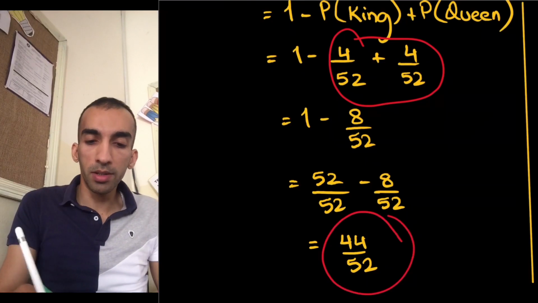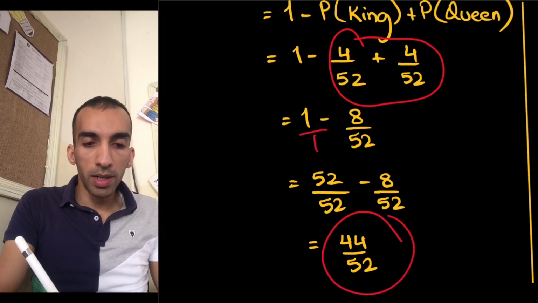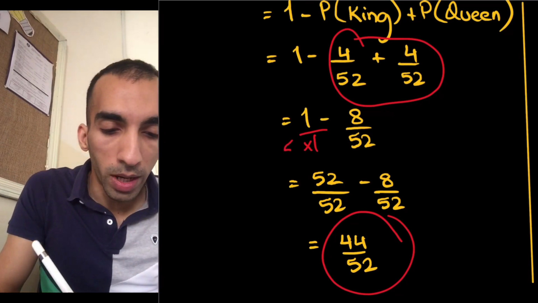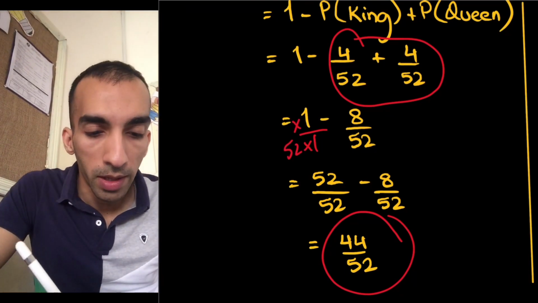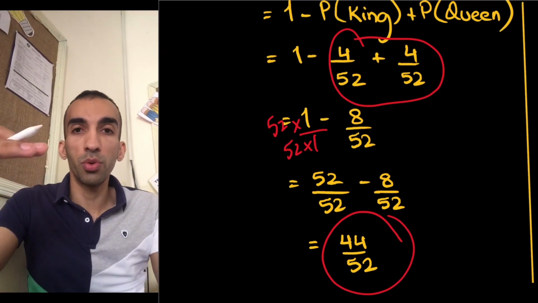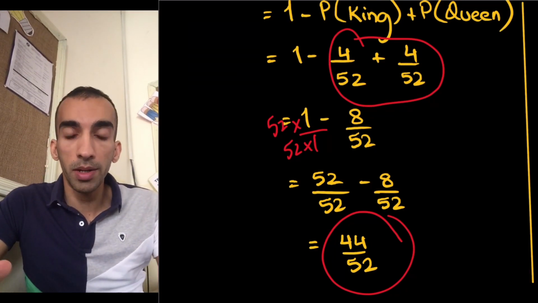And you'll notice, by the way, I took the LCM over here. This has 1 underneath it. So what do I multiply 1 by to make it 52? Because the LCM is supposed to be 52, right? I multiplied with 52 in the numerator and denominator because whatever you do in the denominator, you have to do the same thing in the numerator.